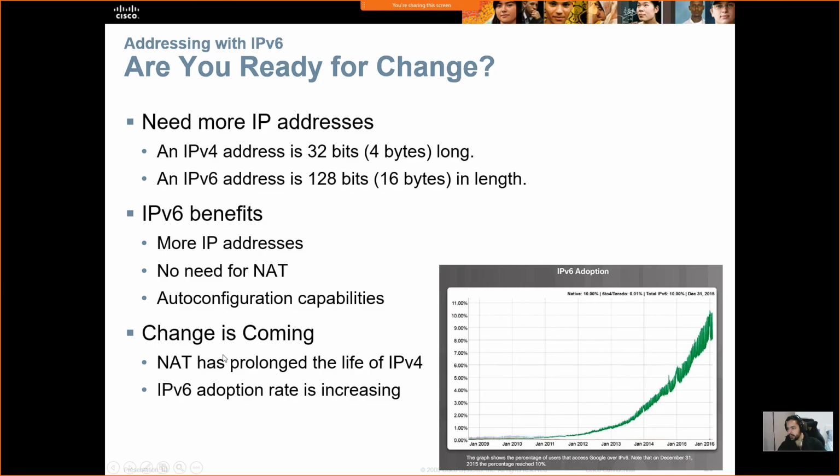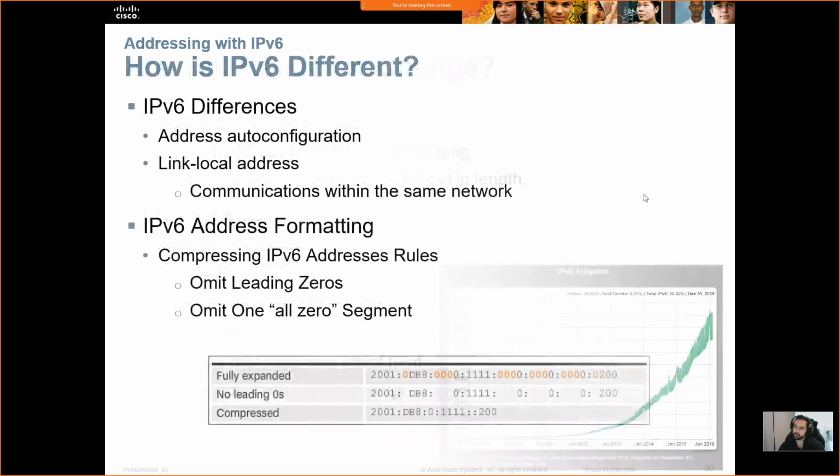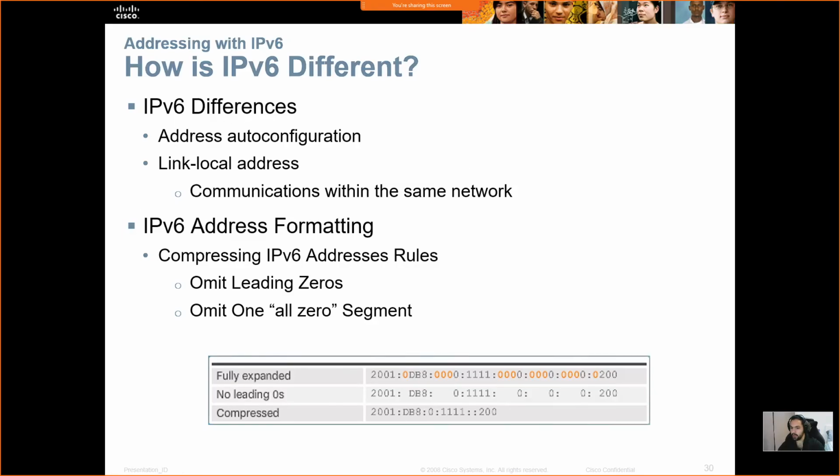Okay? Before IPv6, NAT and the fact that we had private and public addresses prolonged the life of IPv4. Otherwise, IPv4 addresses would have run out ages ago. Okay? Awesome. What are the differences between IPv4 and IPv6 addresses?